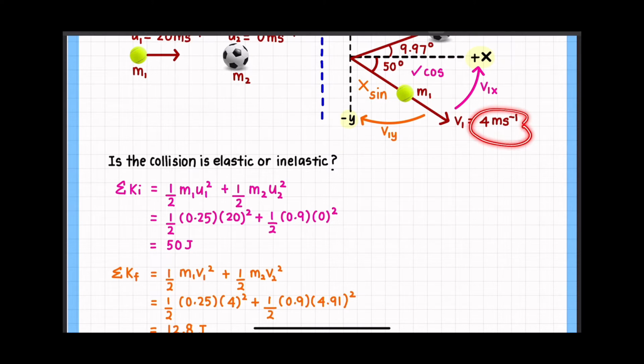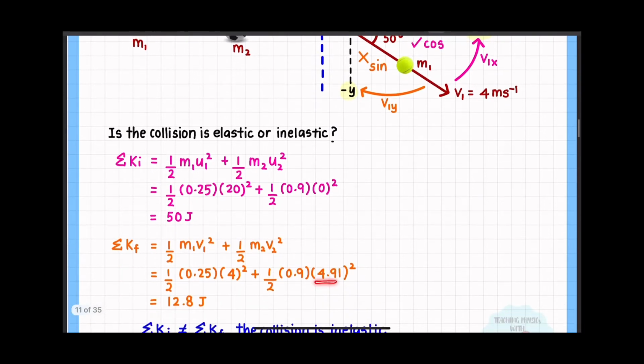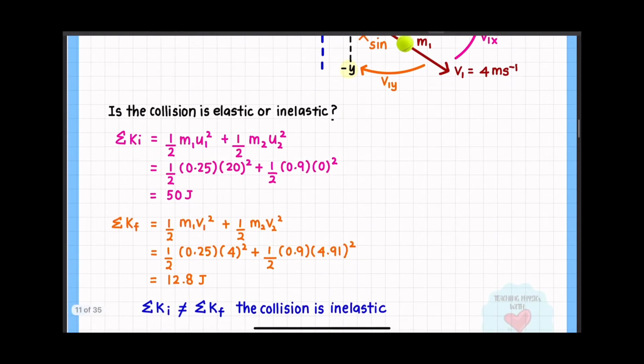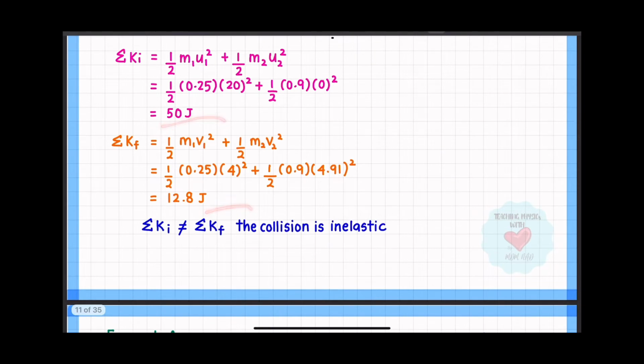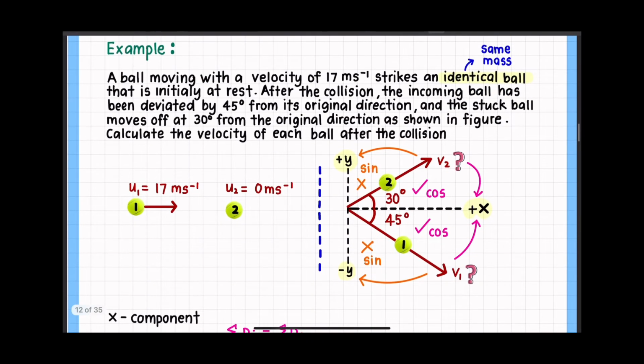Okay, V1 dia 4 lah, 4 power of 2. Tak payahlah guna cos atau sin ni, dia nak terus V kan, V1 just masuk je lah V1 4. And then plus with half 0.9. Okay, V2 adalah 4.91 power of 2 and then dapat 12.8 joule. Now sama ke tak? Tak sama. So summation of kinetic energy initial is not equal with summation of kinetic energy final. So the collision is inelastic. Senang je kan?